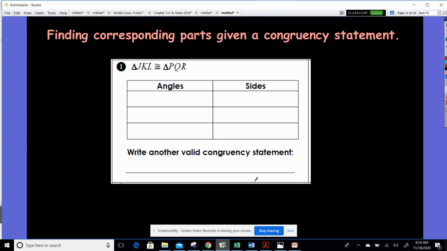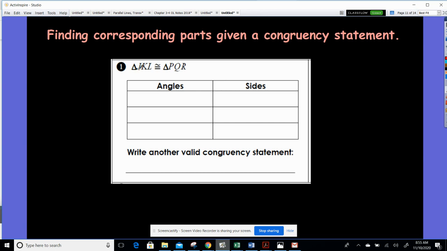Let's look at the angles. Remember that each letter is going to represent an angle in the triangle. Triangle JKL has an angle J, an angle K, and an angle L. Triangle PQR has an angle P, an angle Q, and an angle R. The order of these letters is important.